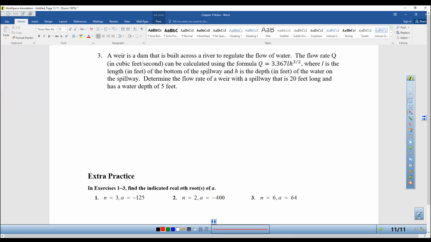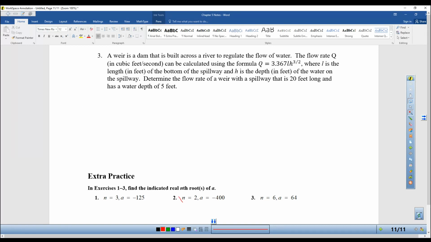A weir is a dam that is built across a river to regulate the flow of water. The flow rate Q can be calculated using this formula. Determine the flow rate of a weir with a spillway that is 20 feet long and has a water depth of 5 feet. So I'll try and draw this for you.